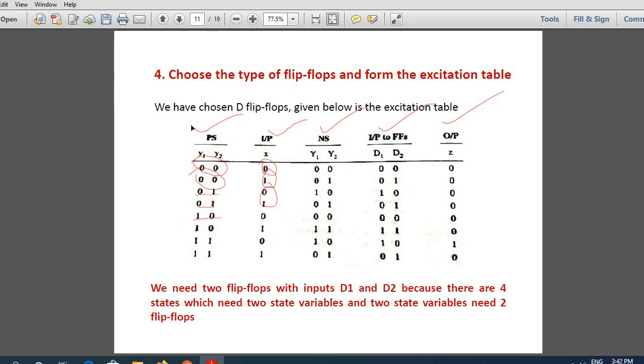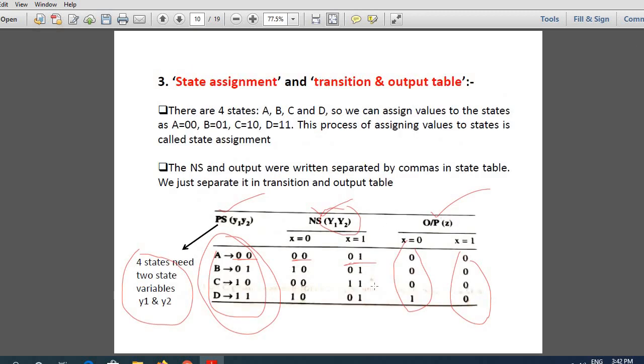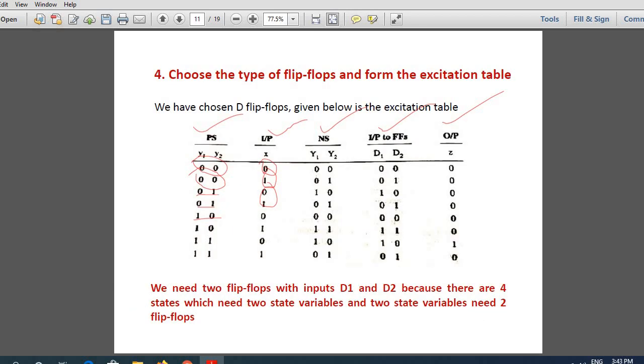So I hope writing the present state and input is clear for you. Now how will the next state and output be written? Look here. Next state is quite clear. It is 00, 01, 10, 01, 00, 11, 10, 11 in that order. By looking at this, you can write it. Similarly, your output also you can write from this state table. Now, the only thing is finding the input to the flip-flop. How will you find the input to the flip-flop? You have to take small y1, capital Y1, present state, next state, and obtain D1. Similarly, take small y2 and capital Y2 to get D2.